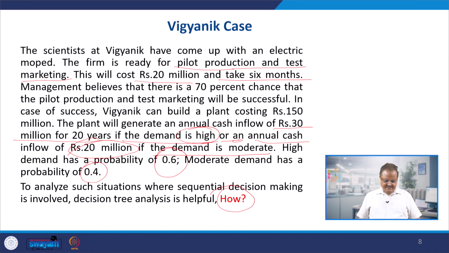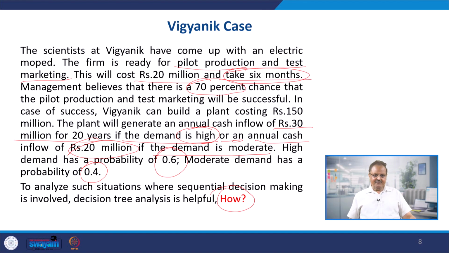Finally they want to go for the test marketing and pilot production. Initially, that is the first phase, and the cost is 20 million, close to 2 crores, on the test marketing and pilot production, and it will take 6 months. After 6 months they will know whether the product is accepted in the market or not. There are 70% chances that the test marketing or the pilot production would be successful. And once the results are in favor of the decision, the company would build a plant with the cost of 150 million for manufacturing the product on a commercial scale.